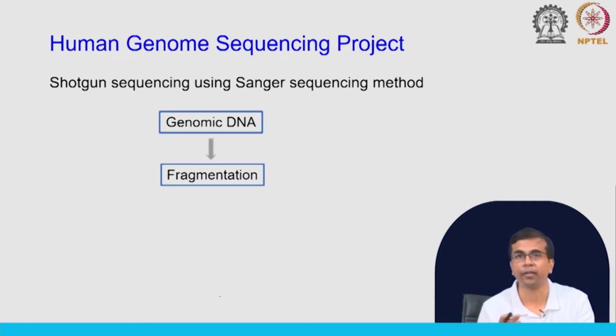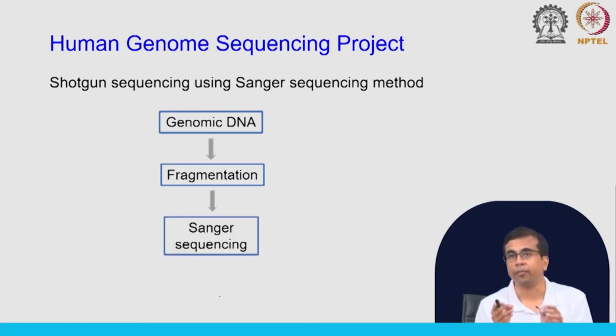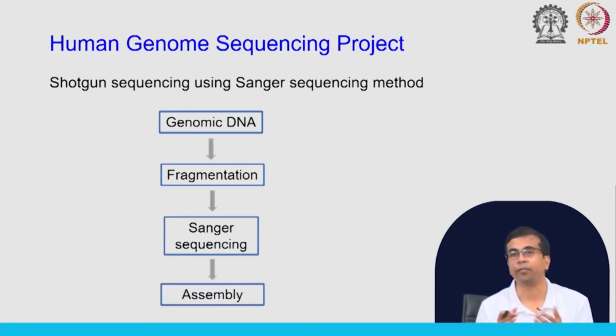So, again some fragments will be present multiple times, right, and you can process each of these fragments through Sanger sequencing. Okay. And once you get these fragments, what you have to do is generate the full assembly of the genome, right. The fragments are only parts of the genome, right. You need to assemble the genome, right.